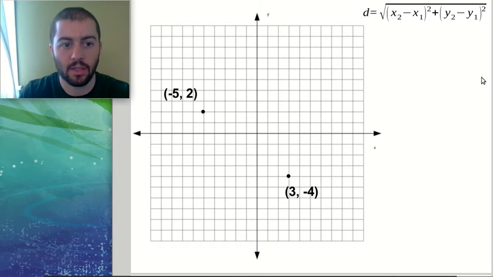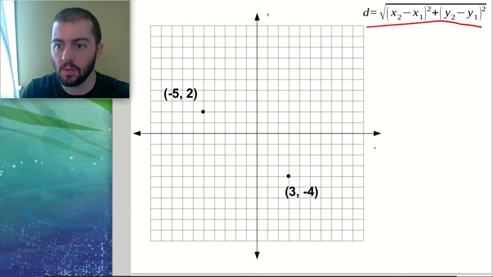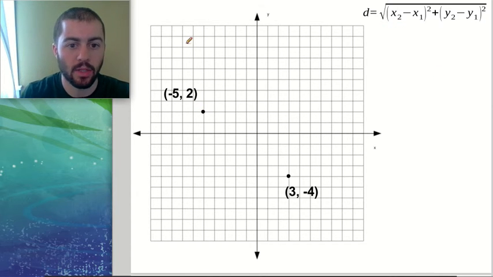So if we look at an example here using the distance formula, remember I gave you the distance formula up here for reference if you want to use that. So we have 2 points here. We can label them point 2 and point 1. It doesn't really matter which is which. You're going to end up with the same distance either way.